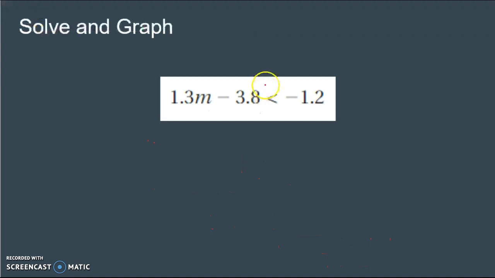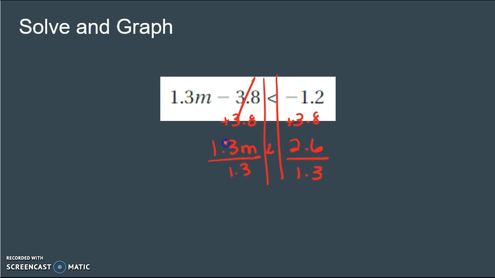All right, next one is us dealing with decimals. So I'm going to add 3.8 on both sides first. Those cross out, so now I have 1.3m is less than, let's see, that would be, I want to say 2.6. Yeah, I believe that's right. Divide by 1.3. Those cross out, so now I have m is less than 2. So 2, 3, 4, 1, 0, open dot, and that goes to the left.